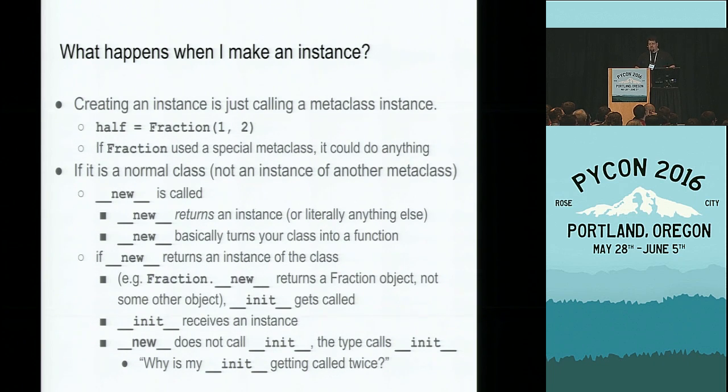__init__, unlike __new__, receives an instance because there is an instance at that point. One common mistake I've seen when people use __new__, I've actually seen in the wild people calling __init__ themselves. That can lead to __init__ being called twice, which can be pretty bad sometimes.